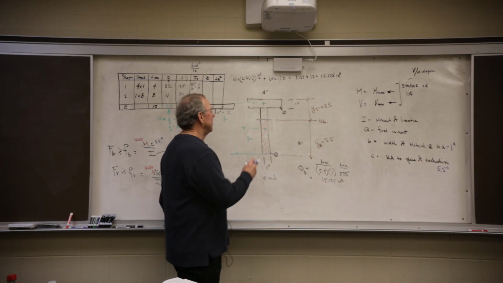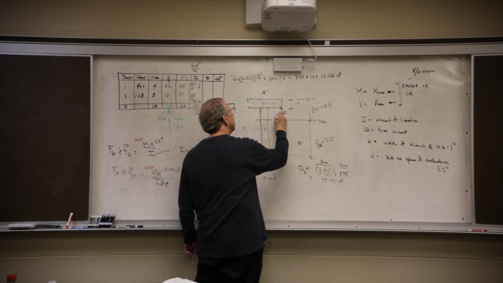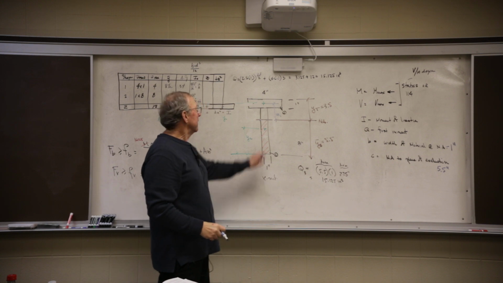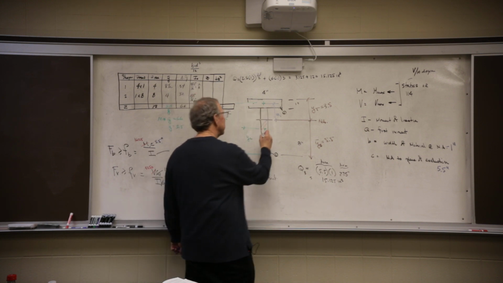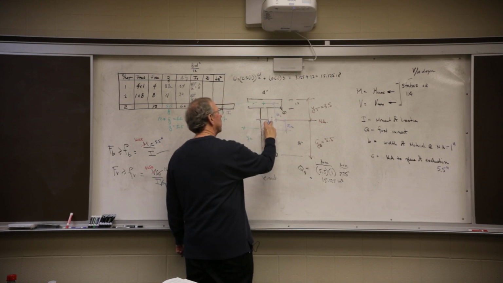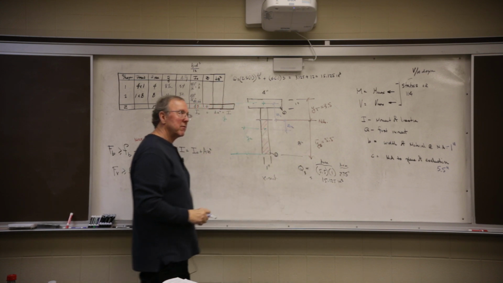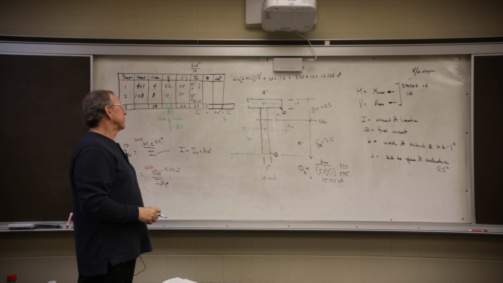Okay? So Z1 is right here. Distance between the neutral axis and the center of the part. Z2 is right here. Neutral axis to the center of the part. So somehow I've got to be able to calculate Z1 and Z2. So let's look at it.